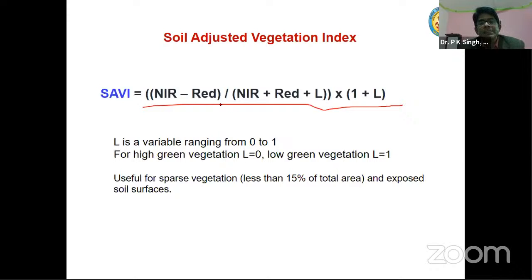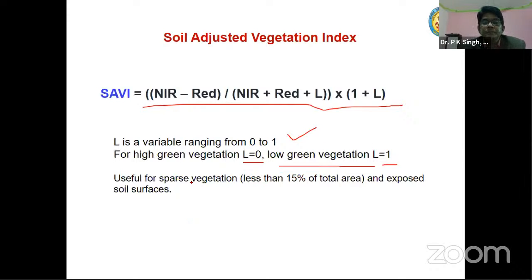See, in soil adjusted vegetation index, what is there? It is NIR minus R divided by NIR plus red, plus L, into 1 plus L. L value ranges from 0 to 1. For high green vegetation, L is 0. For low green vegetation, L is 1. You have to take it in that way.